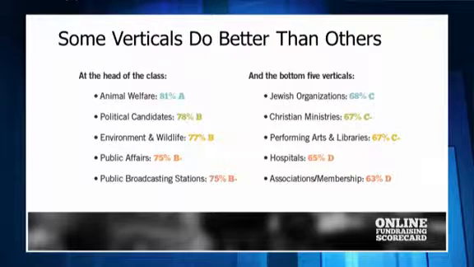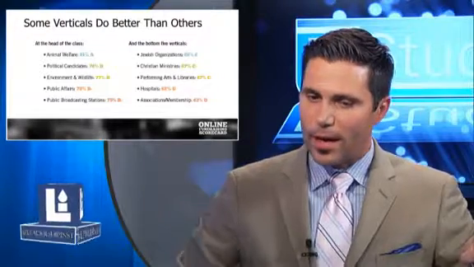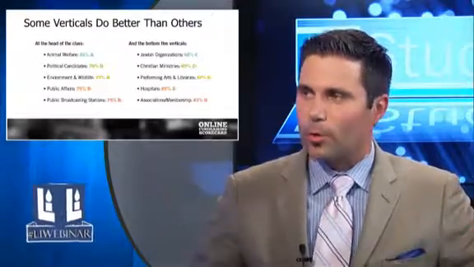Even though they're not true nonprofits, they operate as nonprofits, right. So we decided to look at them. Environmental and wildlife, public affairs, and public broadcasting were at the head of the class. And at the bottom of the class were Jewish organizations, Christian ministries, performing arts and libraries, hospitals and associations and memberships. So one of the things that we discovered is that different verticals seem to perform differently.